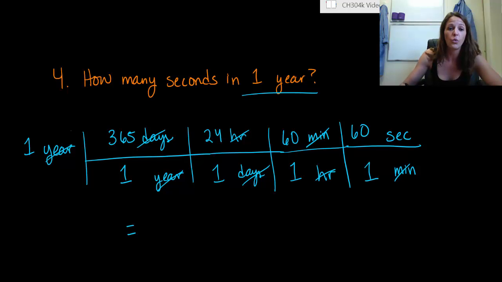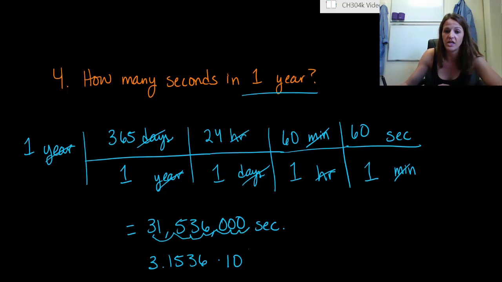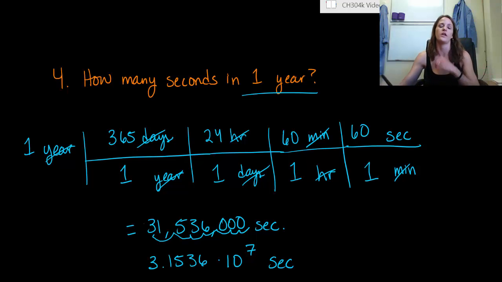So what you should have done is 1 times 365 times 24 times 60 times 60. If you did that properly, you ended up with something like 31,536,000 seconds. And again, you can do scientific notation if you want. So 3.1536 times 10 to the 7th seconds in 1 year.